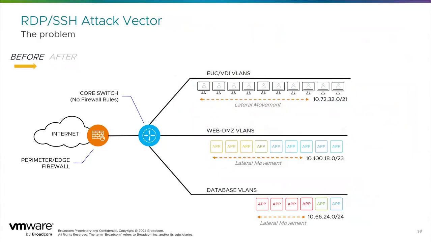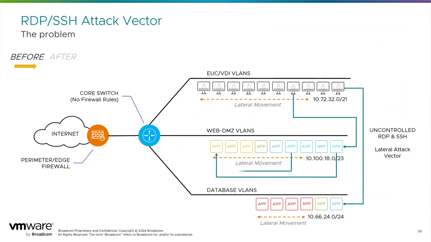Another example would be RDP or SSH attack from, let's say, VDI. You'll again notice that this is just all uncontrolled RDP and SSH access laterally. Okay, this can go east to west and move within the data center. So there's nothing outside because, as you notice on the left, the core switch has no firewall rules. It is beyond the perimeter edge.